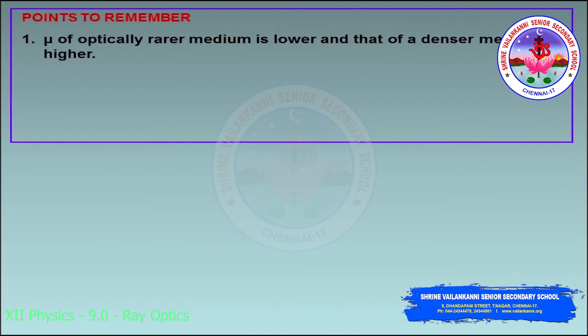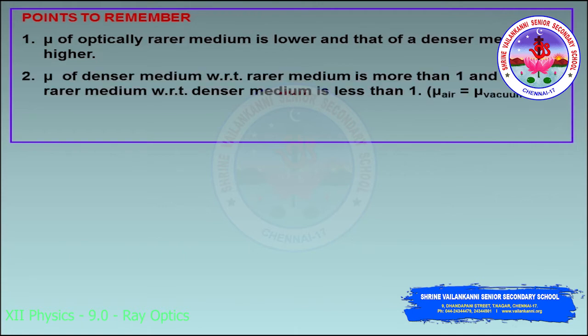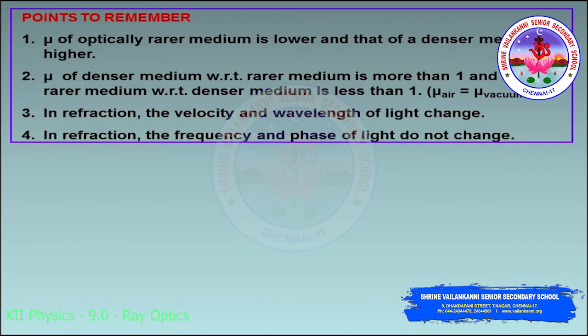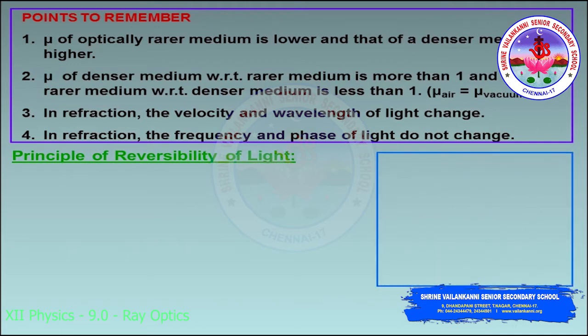Now the next one: you must know some points to remember. Mu of an optically rarer medium is lower, and that of a denser medium is higher. Mu of a denser medium with respect to a rarer medium is more than 1, and that of a rarer medium with respect to a denser medium is less than 1. In refraction, the velocity and the wavelength of light will change, but the frequency and the phase of light do not change. Got it?